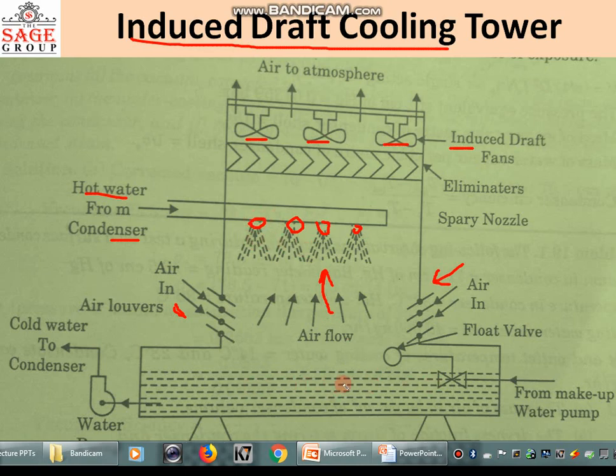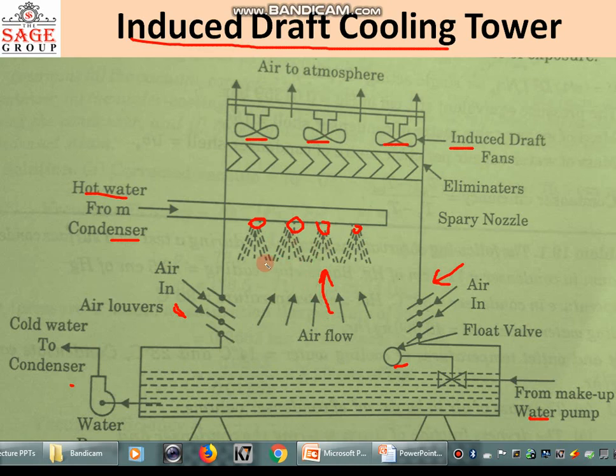This is the storage. Makeup water is coming with the help of the makeup water pump. There is a float ball to measure the level of the water. Then there is a pump to give water to the condenser. Now the air will enter from this portion and move upward, and water is coming downward. So air will mix with the water.